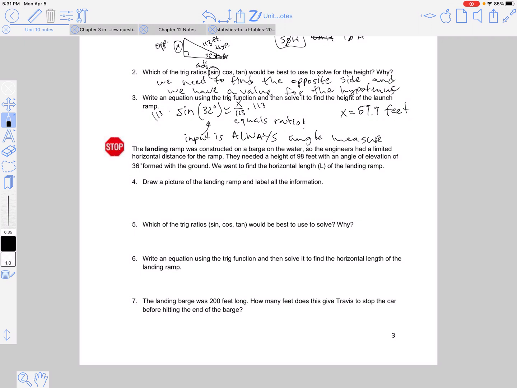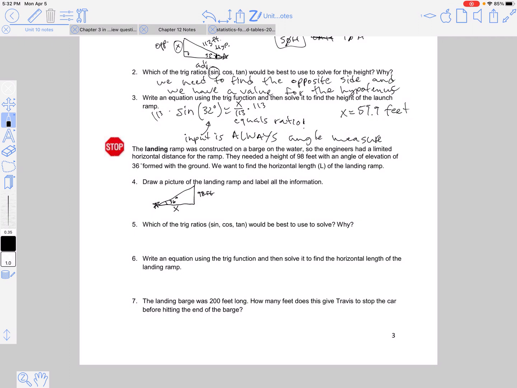Okay, so we're going to draw a picture of this. Here's him landing. It was 36 degrees. I'm going to put a star right here because that's the angle that we're focusing on. And it had to be from the barge to the top 98 feet. And we want to know how much of the barge that's taking up, right, so that he can still stop.